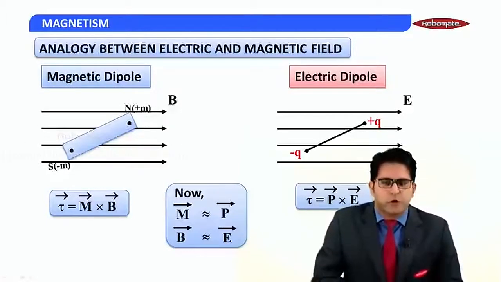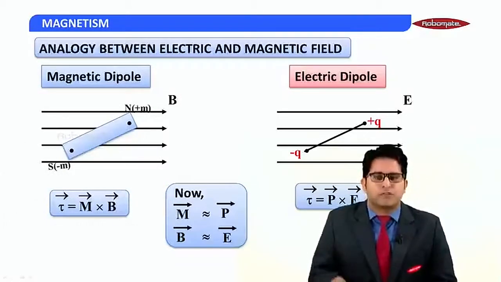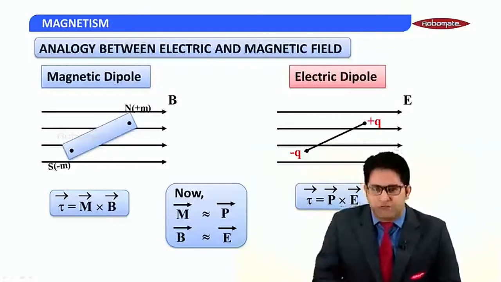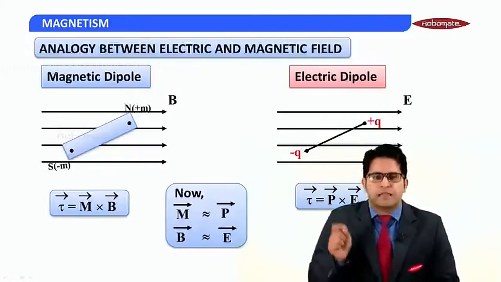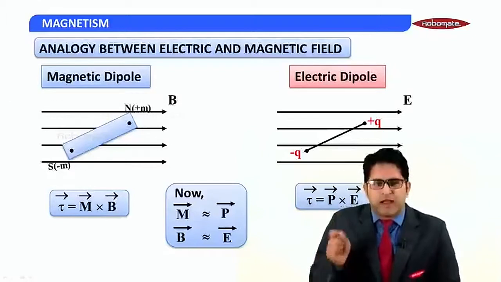So in this module we have learned the analogy between the electric and magnetic field produced by the magnetic dipole and electric dipole.